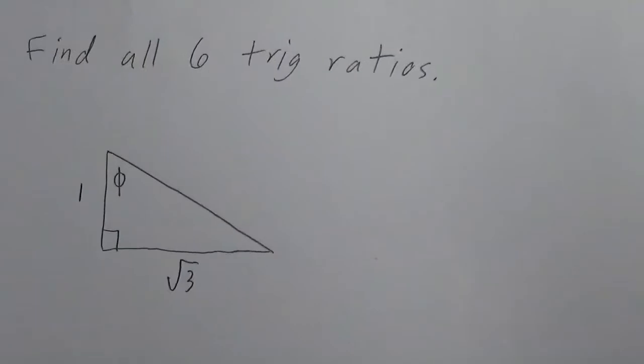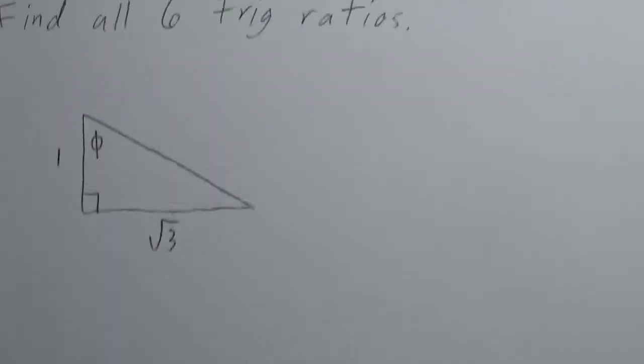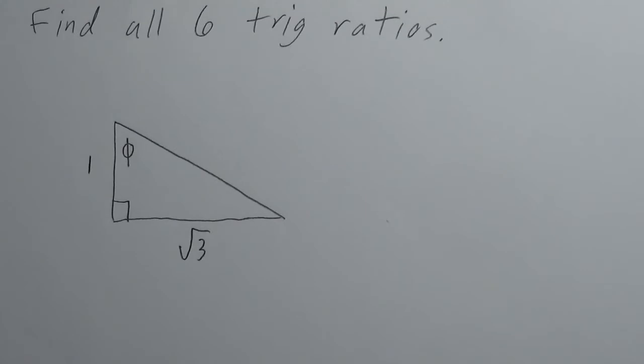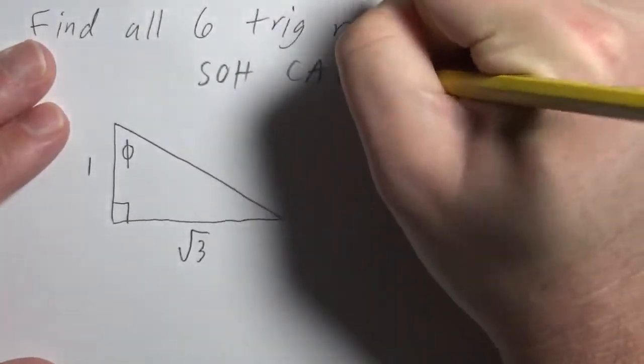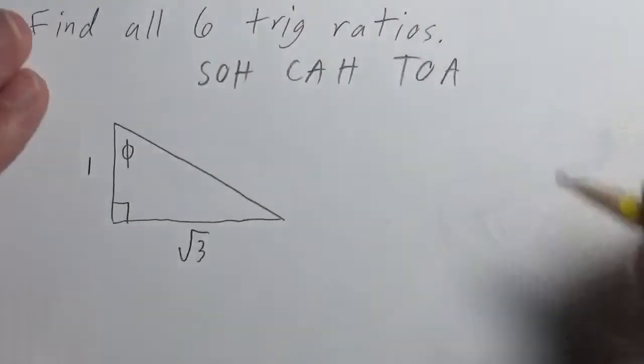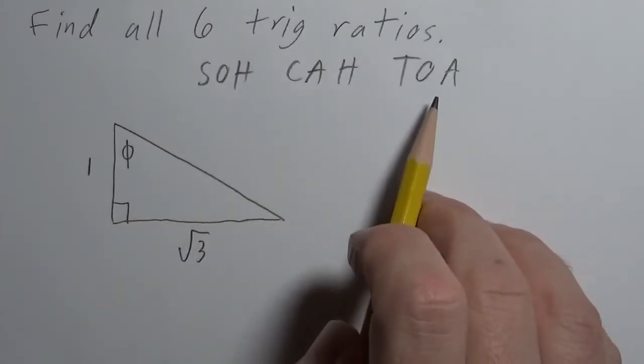And it's the same problem with a different triangle. Find all 6 trig ratios. But the location of the angle is different, and the triangle is oriented a little bit differently. I like to write this down, SOH-CAH-TOA, to guide me. Opposite over hypotenuse, adjacent over hypotenuse, opposite over adjacent.